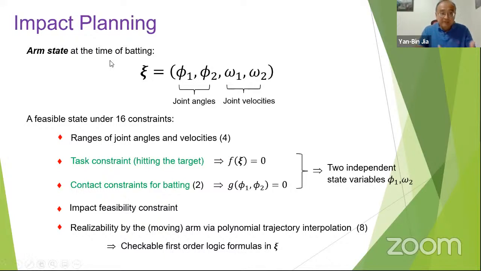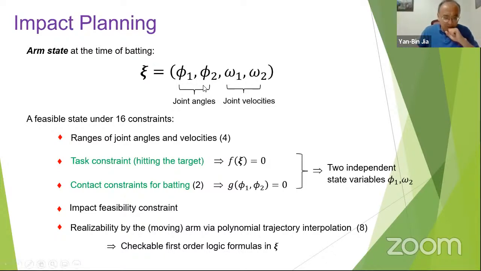All right, so now impact planning. We describe the state of the arm at the time of batting using 4 variables, the 2 joint angles and 2 joint velocities. And then there are a host of constraints, a total of 16 of them. Only 2 of them are equality constraints. One is a path constraint: after the impact, the object is going to fly to the target. The other one is a contact constraint. These 2 equality constraints reduce the state variables to 2. And all the other ones are inequality constraints we can deal with.